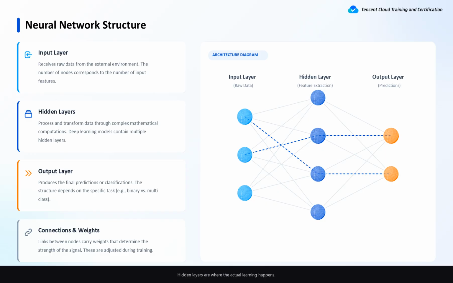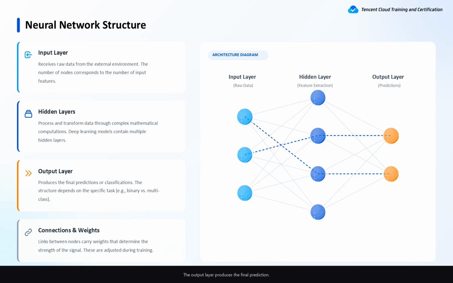Hidden layers are where the actual learning happens. Each layer applies nonlinear transformations to progressively extract more abstract feature representations. For image data, early layers detect edges and textures. Middle layers detect shapes and compositions, and the deepest layers detect high-level semantic concepts like object identities. The network's learned knowledge is encoded in the weights of hidden layer connections.